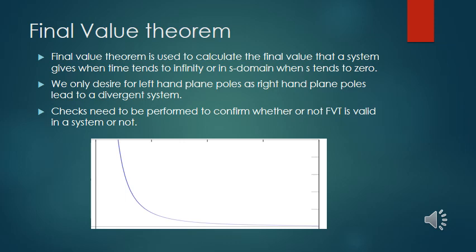Usually two checks are performed to confirm whether the final value theorem is valid or not. There are some cases where the final value theorem is not valid. So the two checks that are usually performed in control theory are, one is that the non-zero roots of the denominator must have a negative real part, and the second one is that we must not have more than one pole at the origin.